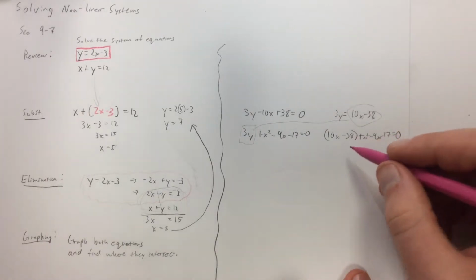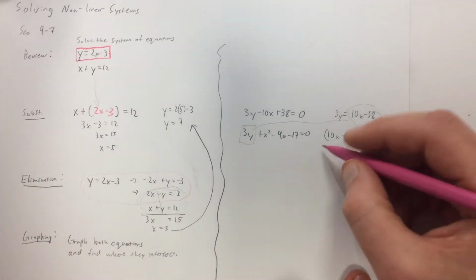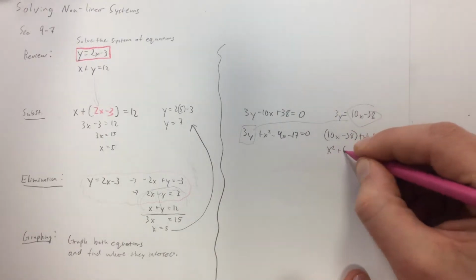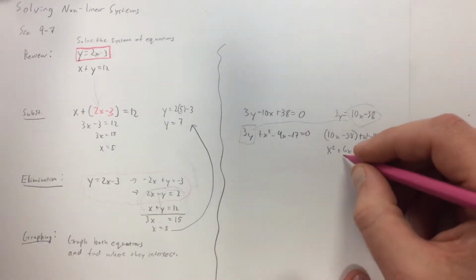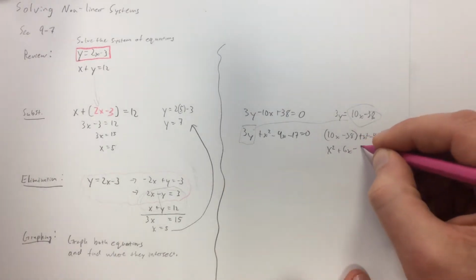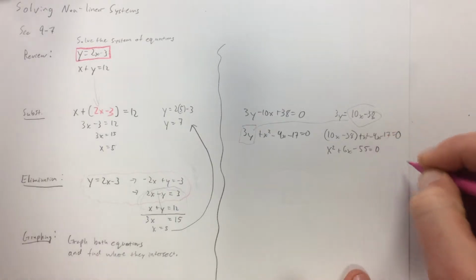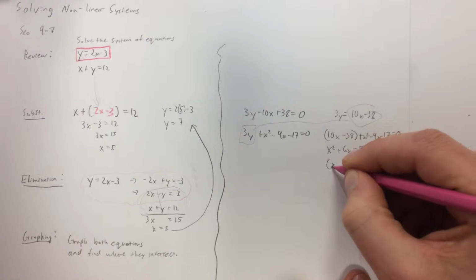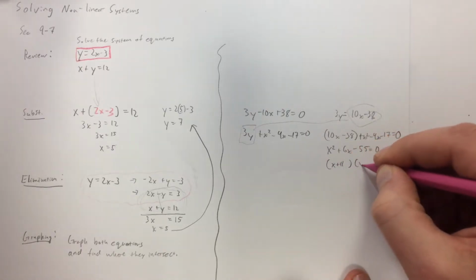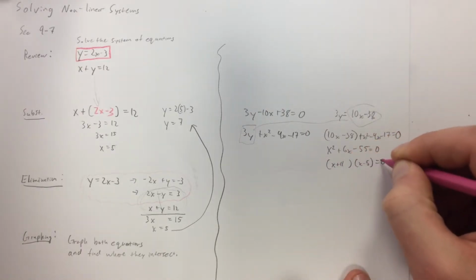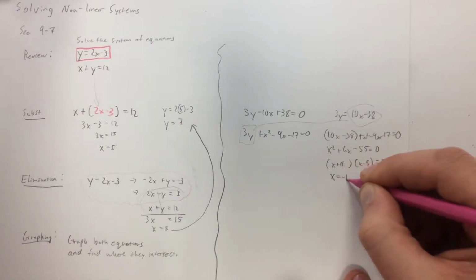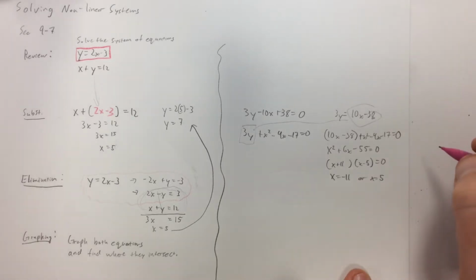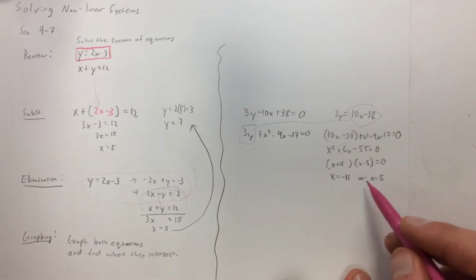So now it's just a matter of combining like terms. x squared plus 6x minus 55 equals 0. This one I can actually factor. x plus 11 and x minus 5. So my answer is going to be x equals negative 11 or x equals 5. So here we're actually having two different answers.